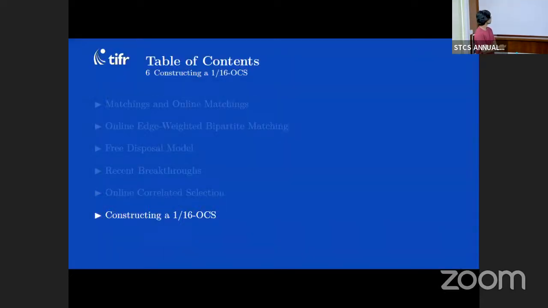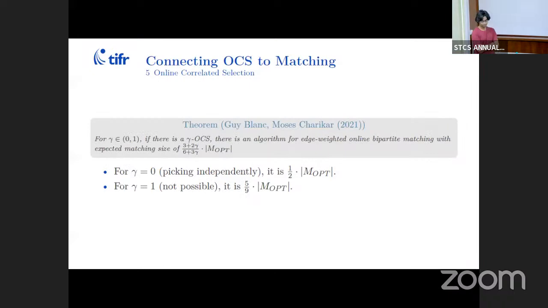What is the max? The max is 5 by 9. Any gamma other than 0 would give you something better than half. So with this algorithm, you can't do better than 5 by 9, so you can't reach 1 minus 1 over e. Exactly. And it would give something better than half because 2 by 3 is better than half.